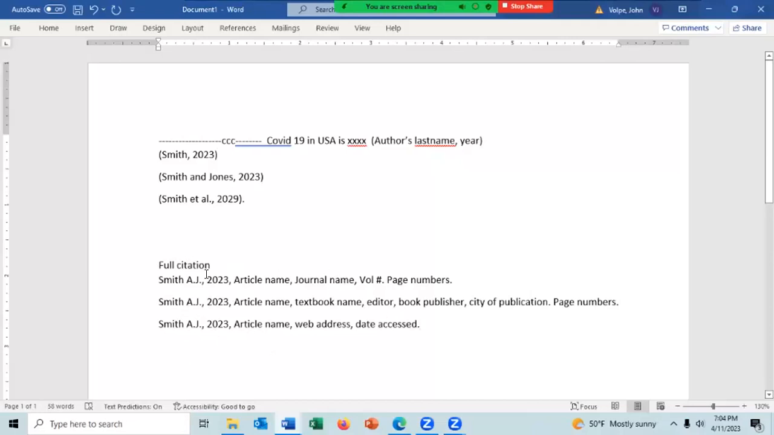All right. So that says in-text citation, a full citation. Do this right. Okay, students are often marked down on either the in-text citation or the full citation or both. So do that right.